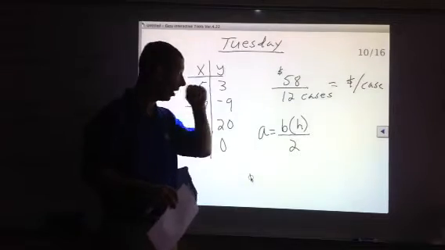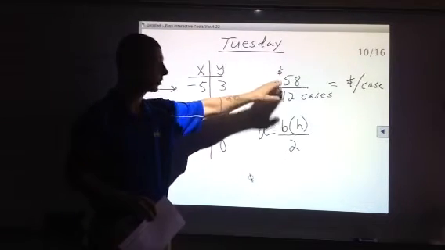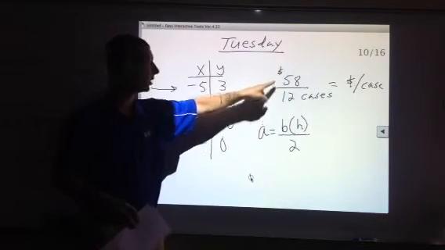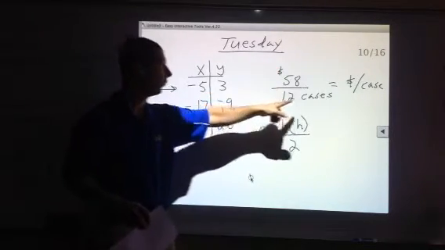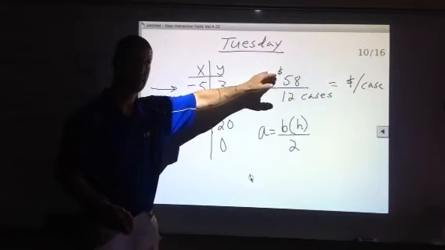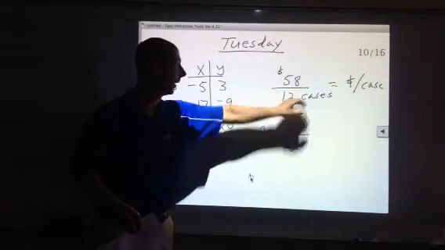All right, another one is $58 for 12 cases. How much for 1 case? So 58 divided by 12 will give you the price per case. We put money on top, price first, per case.